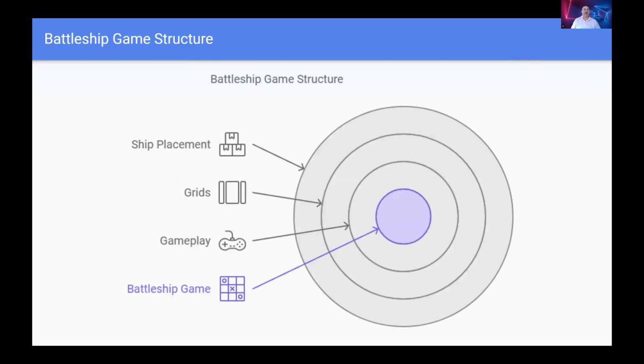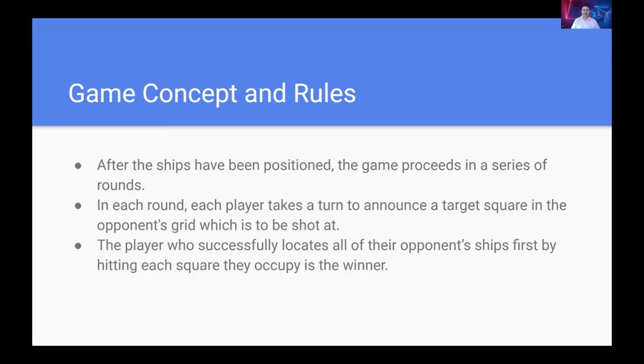So here we have the Battleship game structure as a conceptual diagram. We would have the game as the core centerpiece. Then we have the gameplay. Then we have some sort of a grid system that we need to implement. And then, of course, we would have some sort of a UI layer, which will allow the player to place their objects and be able to select the opponent's grid attack position.